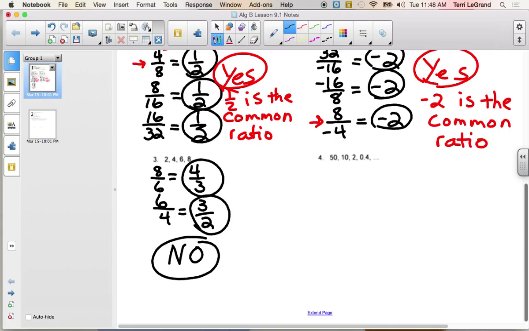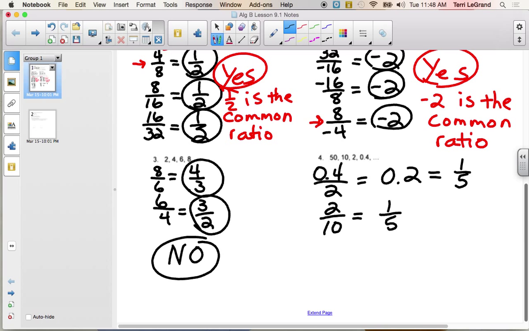Okay, what should we start with for the next one? 0.4 divided by 2. That's 1/5. No, it's not 0.2. Is 0.2 1/5, Cassidy? Yeah, it is, isn't it? So Brian's okay. What would be the next one? 2/10. Again, Brian said this was equal to 1/5. Do we agree? Is 2/10 equal to 1/5? Yeah.